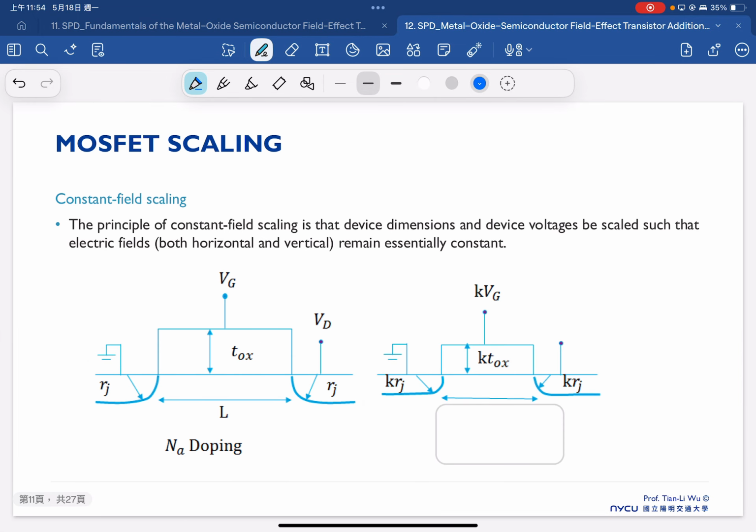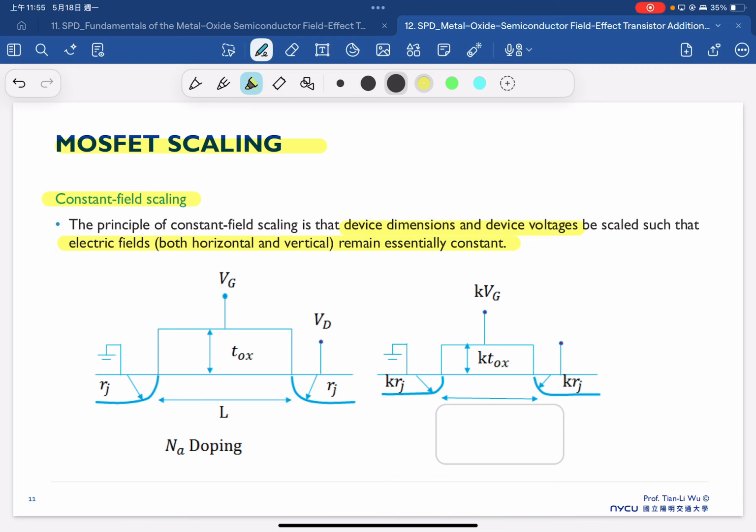So the next concept we will consider is MOSFET scaling. Scaling definitely is one of the most important considerations if we want to push the semiconductor to the next generation. And in the early time, we considered what we call constant field scaling. So the principle of constant field scaling is that device dimensions and device voltage are scaled such that the electric field, both horizontal and vertical, remains essentially constant.